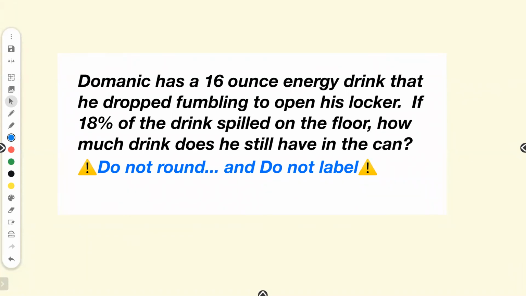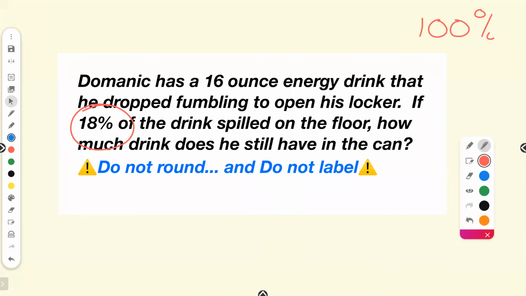The first thing that you do when you have a problem such as this, and they give you a percent in the problem, the first step you do is you always start every one of these with 100%. If they give you a percent in a problem, this is where we always start.